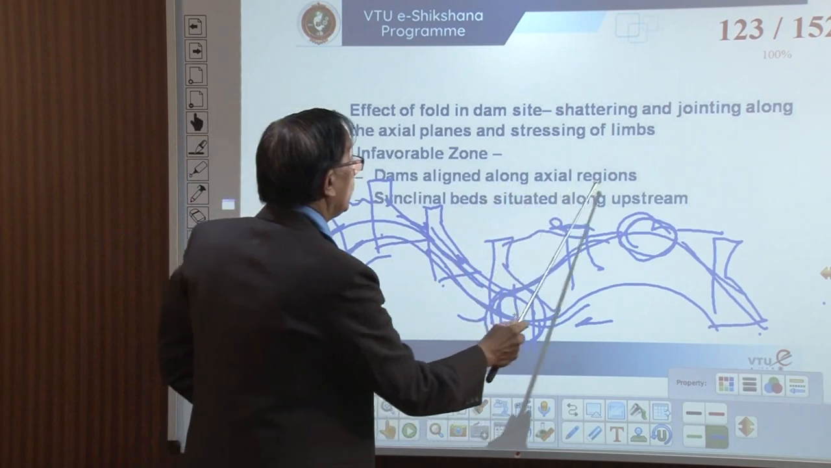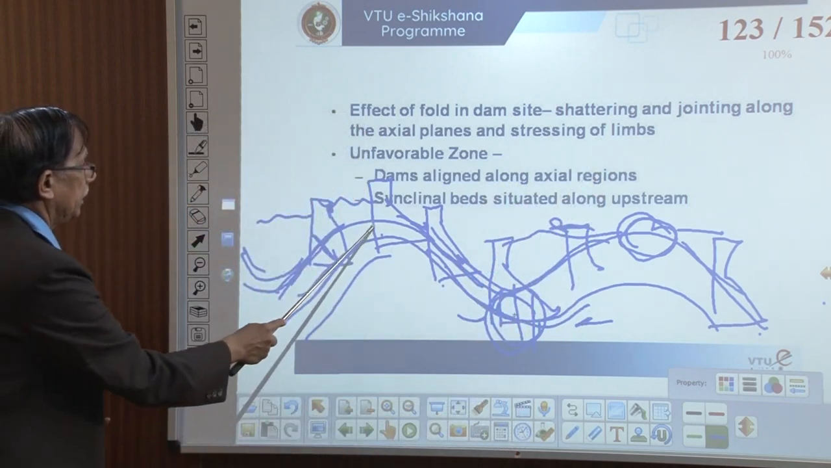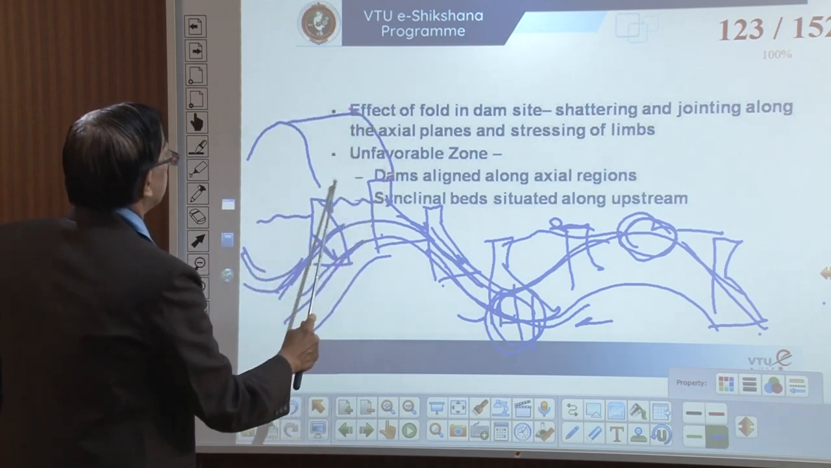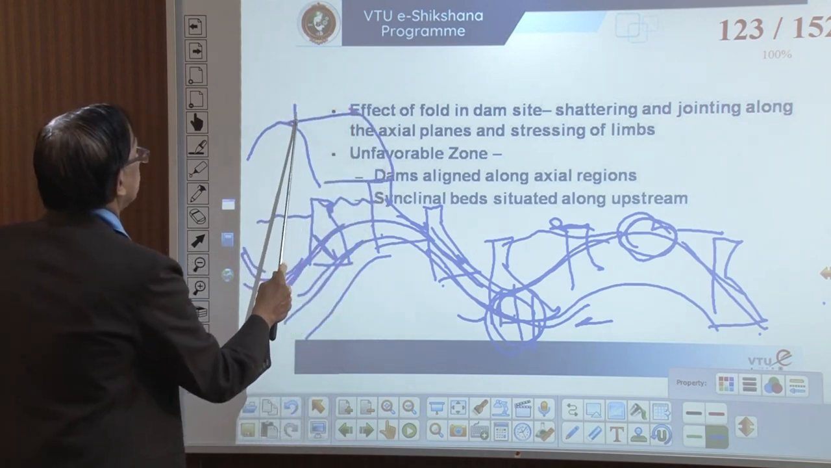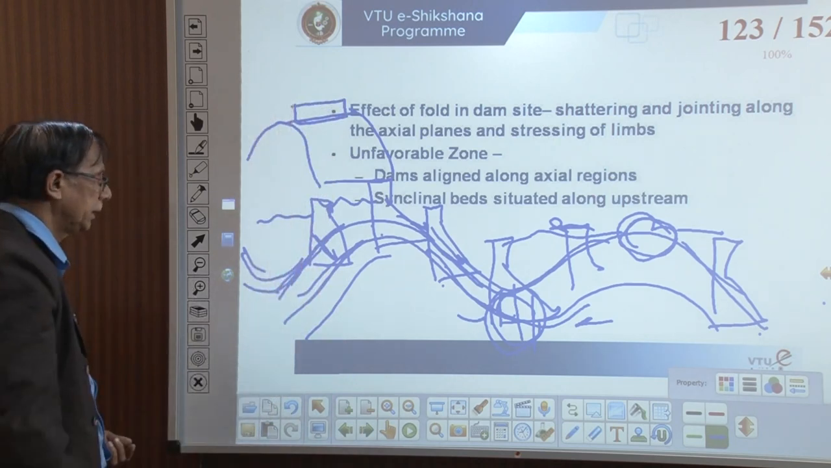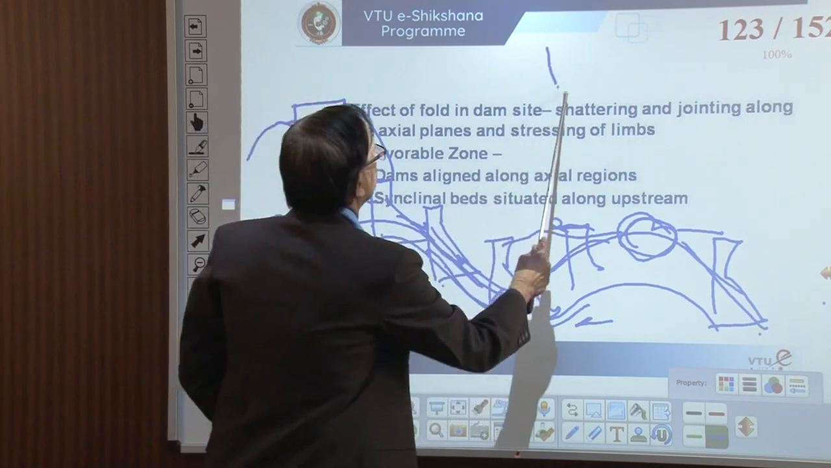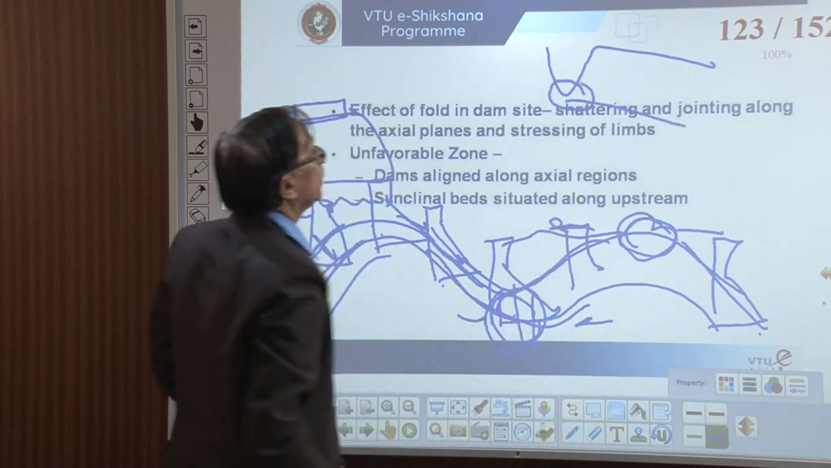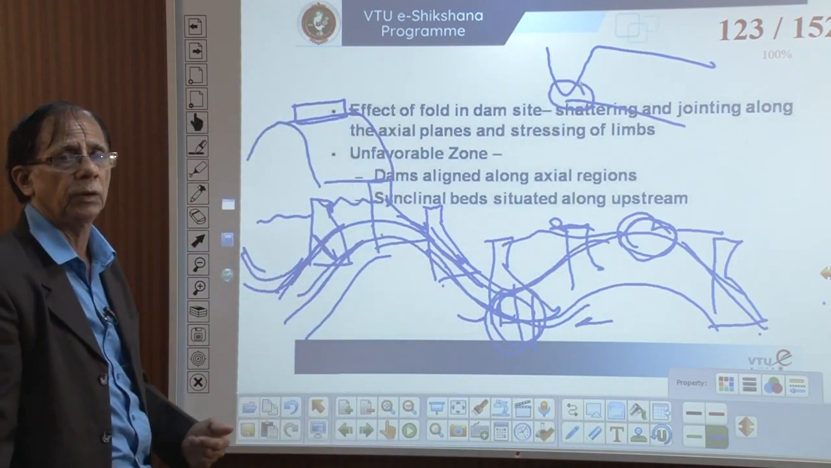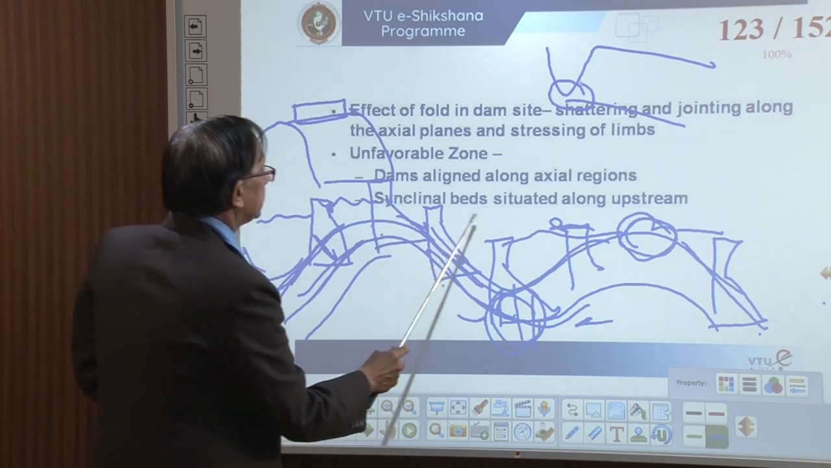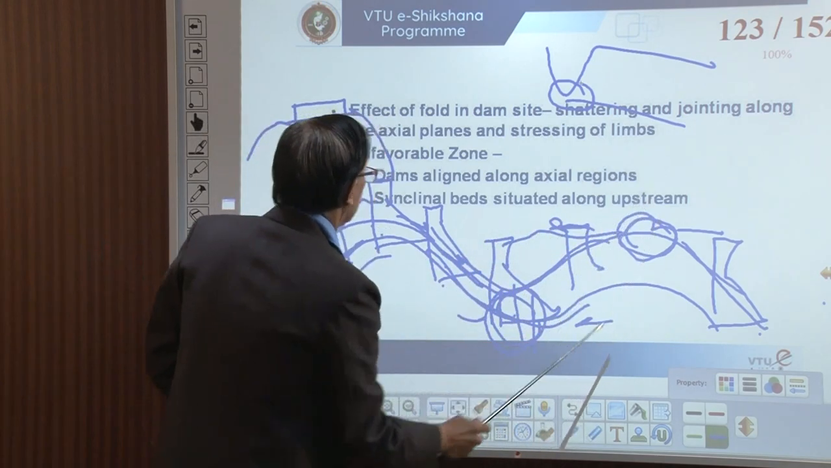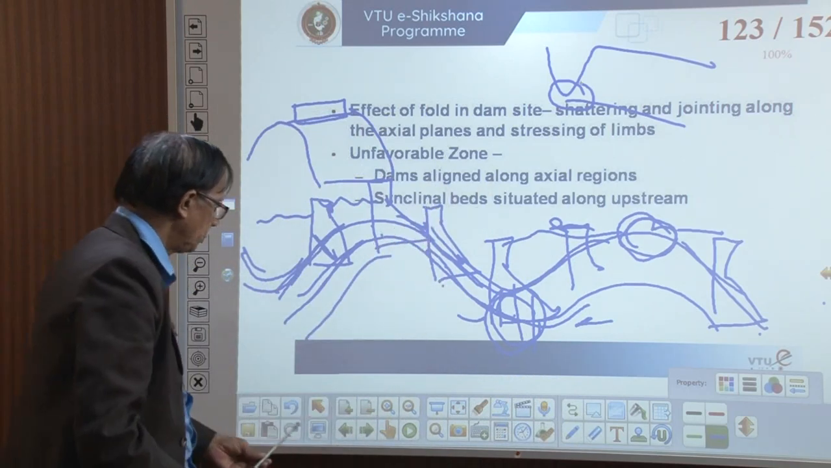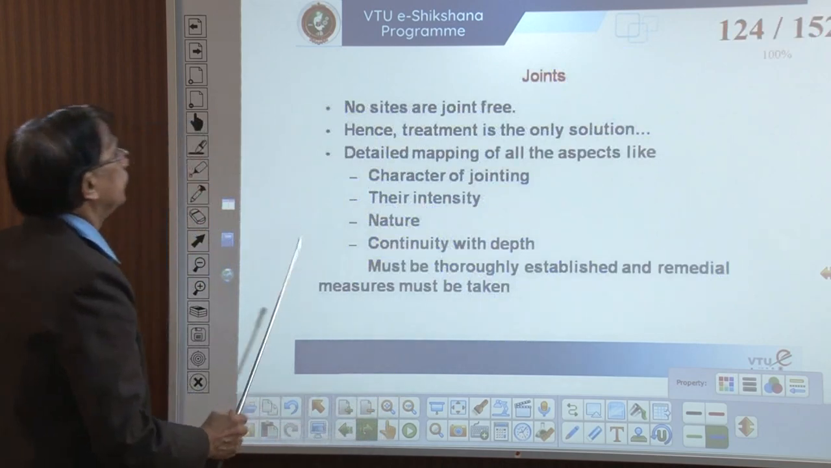A dam aligned along the axial region, this is the axial region, is not suitable. Again, similarly, if they are like this and this, then this is a synclinal part. That is once again not suitable for construction of the dam. If the syncline is situated along the upstream side, we have some problems, therefore we have to carefully deal with it.